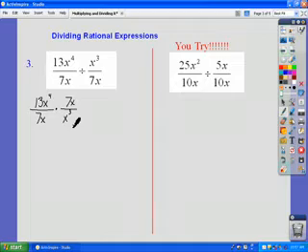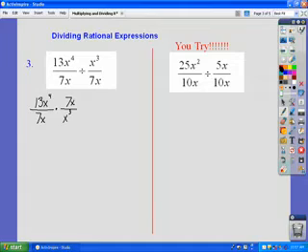Now we do the same thing that we did with the multiplying. So step one, factor completely. Factor all four of these guys out. Then number two, eliminate the sameness. The things that look the same, we're going to eliminate those guys. Then we multiply across the top, multiply across the bottom.